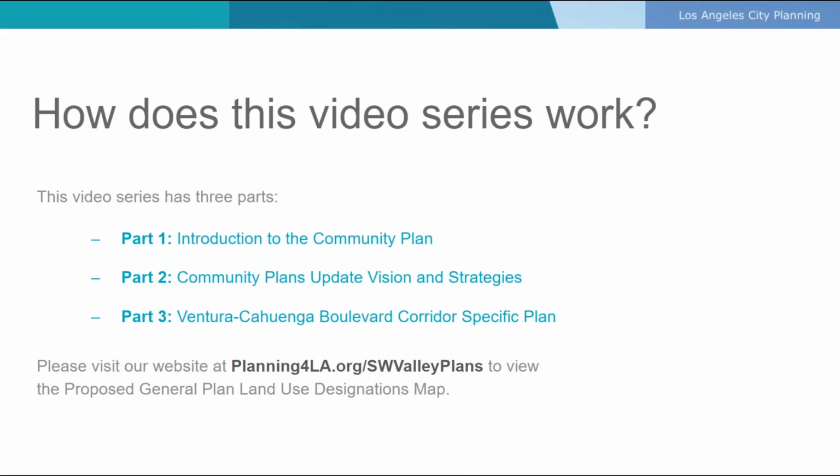The second video focuses on the vision for the Southwest Valley Community Plans update and discusses the strategies behind the newly proposed land use designation for achieving this vision. And the third video focuses on the Ventura Cahuenga Boulevard Corridor specific plan, discussing its place within the overall community plans update process and future possibilities for the specific plan area.